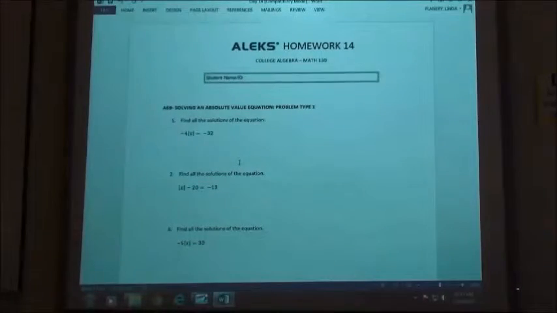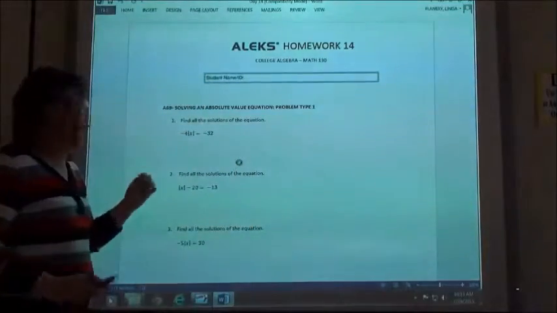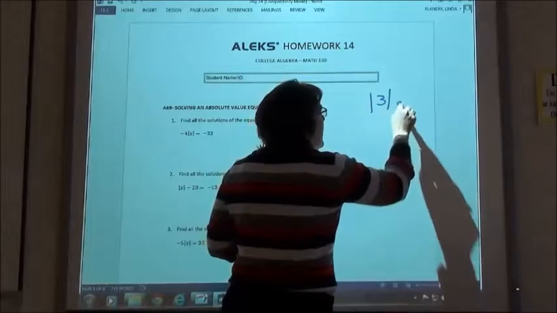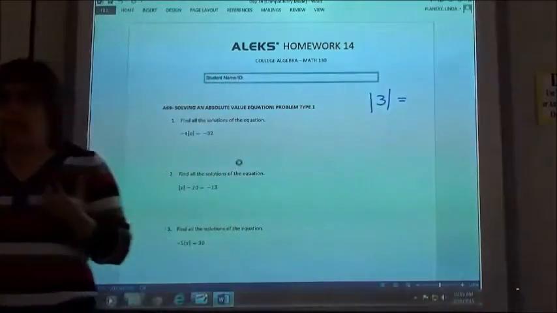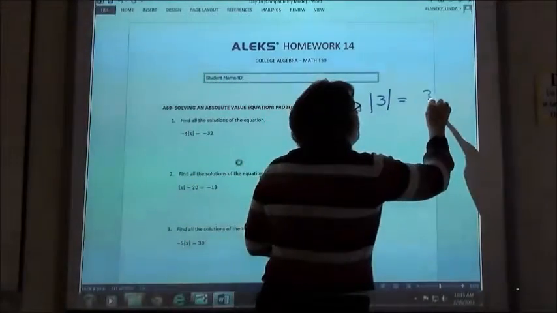All right, so homework 14 is working with absolute value problems. So keeping in mind what absolute value means, if I have the absolute value of 3, it's saying how many places is 3 from 0 on the number line. It's a distance. So 3 is 3 places from 0.